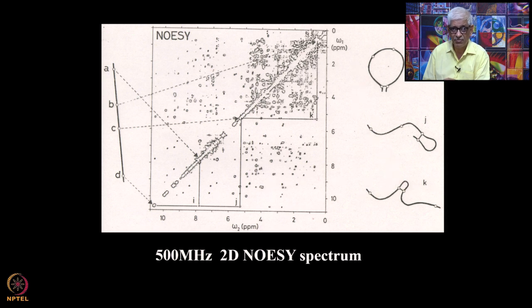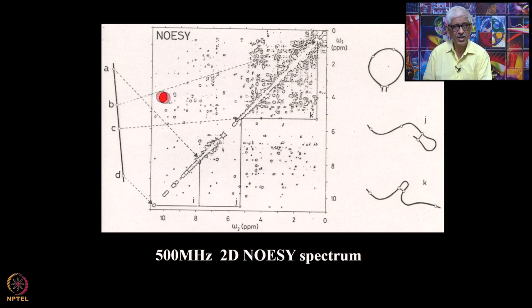So these are three different types of connectivity of the structures labeled as I, J, K, and depending upon the nature of the fold in the polypeptide chain, you will see peaks between different protons along the polypeptide chain. Therefore, we call this a fingerprint of the structure of the molecule. The NOESY spectrum is called the fingerprint of the structure of the molecule.